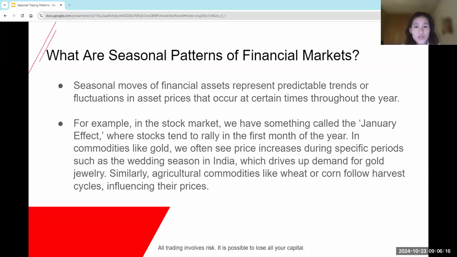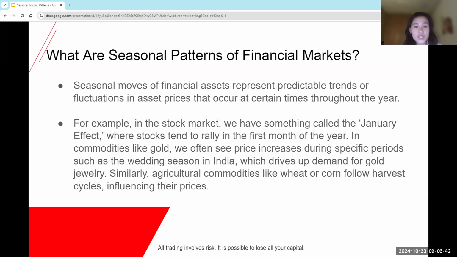Okay, so what exactly are seasonal patterns in financial markets? In simple terms, they are regular, predictable price movements, or basically market trends that occur around the same time each year. By definition, they represent predictable trends or fluctuations in asset prices that occur at certain times throughout the year.